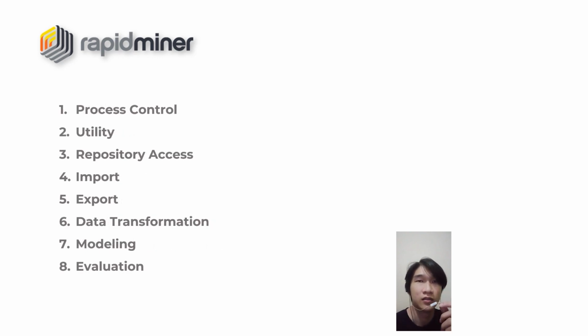Right. And the next one is repository access. This operator function is used to access the repository menu, including combine, retrieve, store, move entries, delete entries, copy and rename entries. Just like that. And the next one is import. This operator function is a function to read a CSV file. Contains 19 different formats, 2 models, 2 attributes.